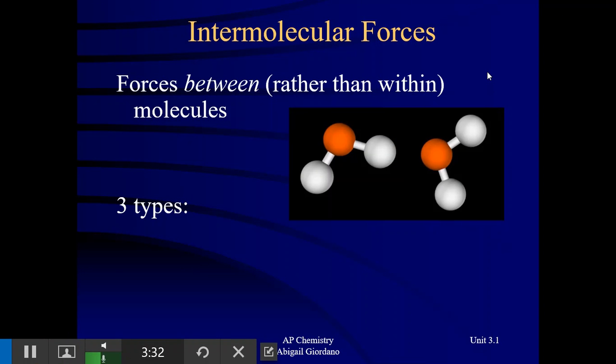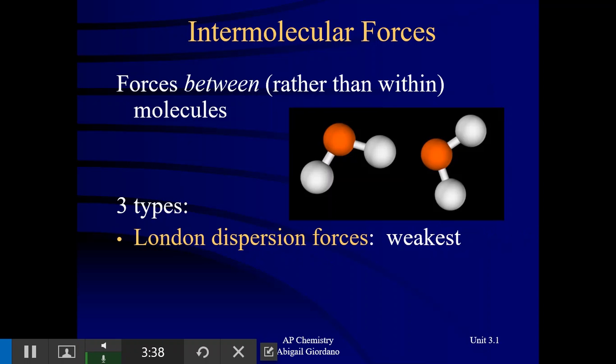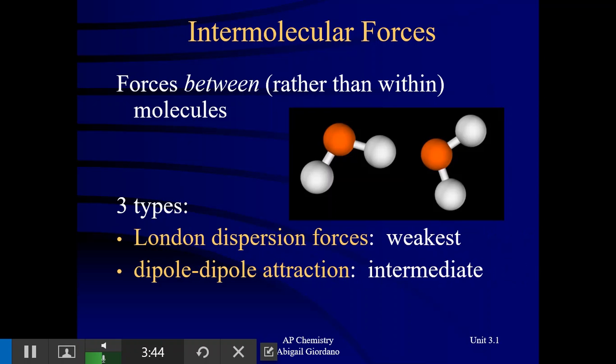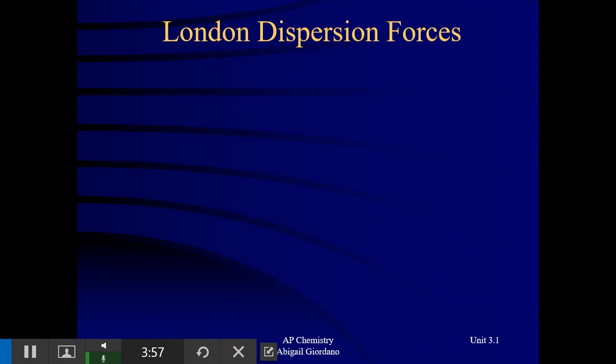And if you'll remember from Chem 1, there are three types of intermolecular forces that we're going to focus on. London dispersion forces are the weakest, then dipole-dipole attraction, and hydrogen bonding is the strongest type of intermolecular force, so we're going to look at each one independently. Let's start with London dispersion forces.